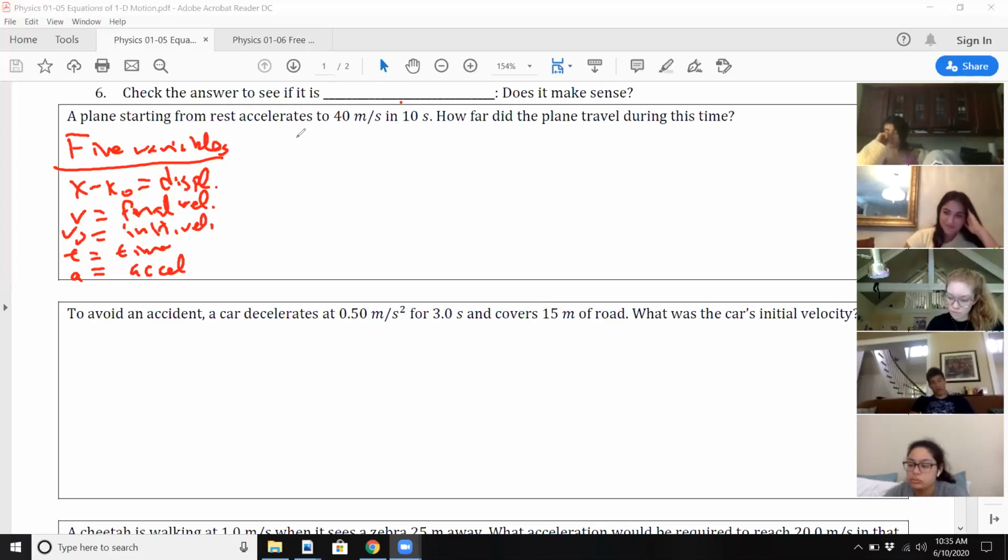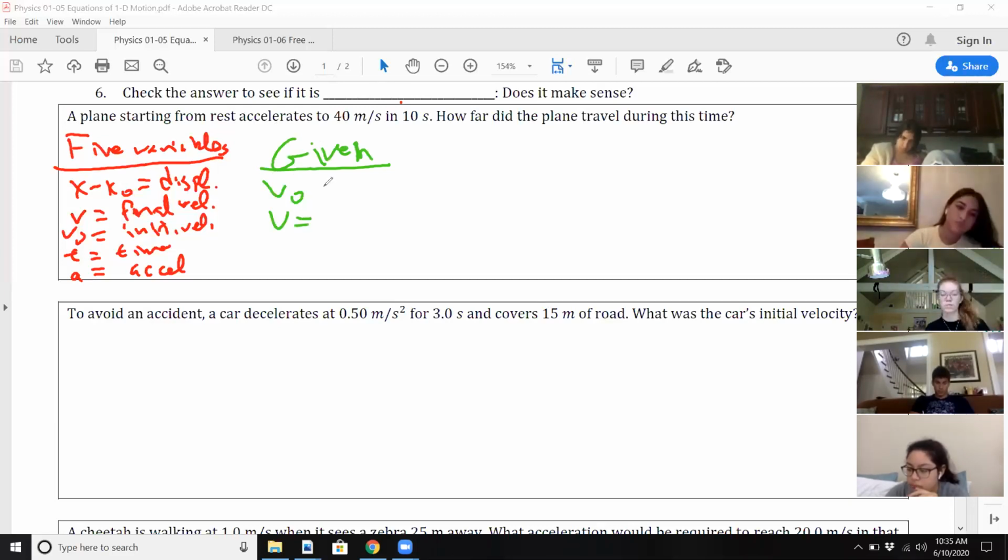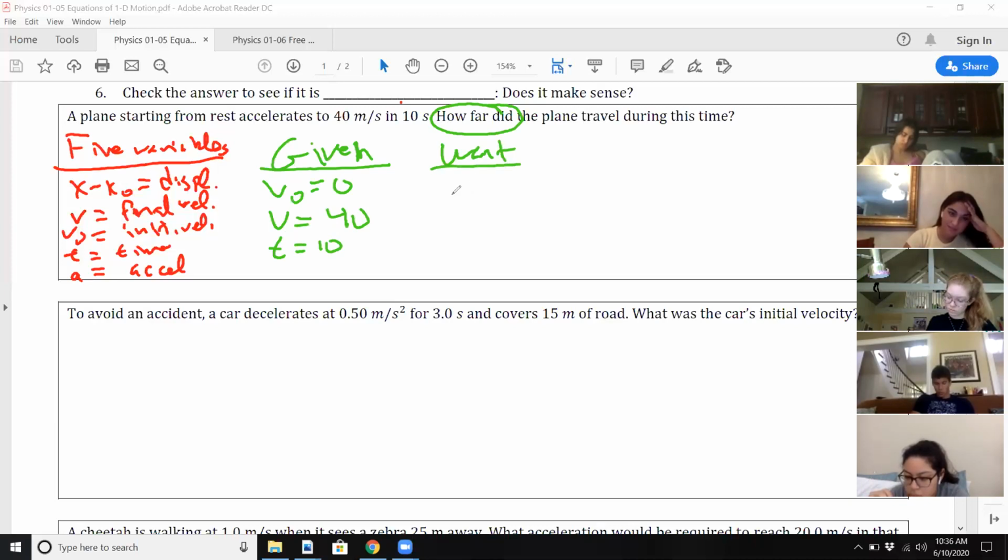So we'll write this down. Given: initial, final, and when you say it's at rest, what do we assume the initial velocity is? 0. Right. And it goes to 40, of course. And then, are we given time? Yeah, 10 seconds. And what do we want? The distance, or the displacement. We'll call it displacement.